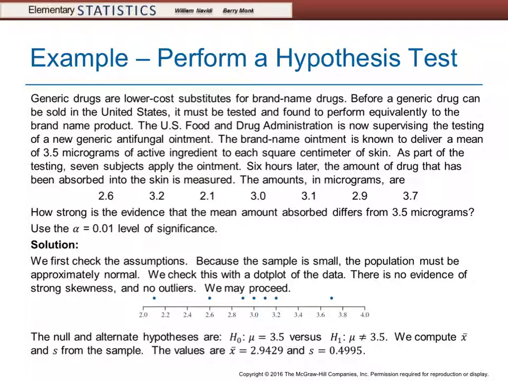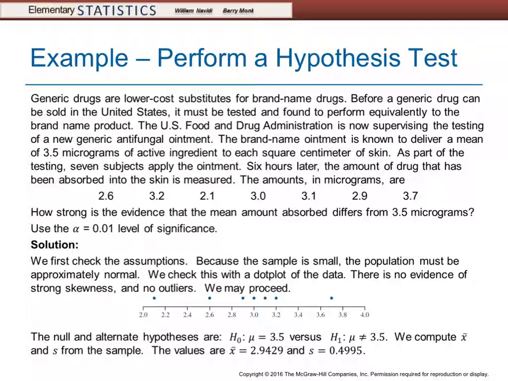So now we'll look at a second example. Generic drugs are lower cost substitutes for brand name drugs. Before a generic drug can be sold in the United States, it must be tested and found to perform equivalently to the brand name product. The U.S. Food and Drug Administration is now supervising the testing of a new generic antifungal ointment.